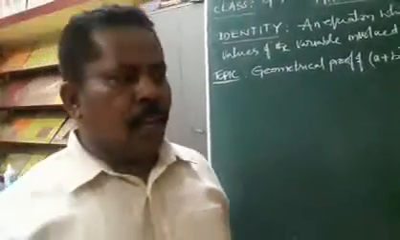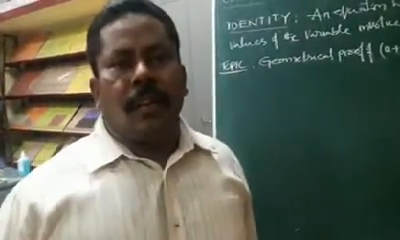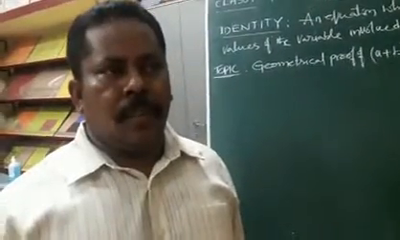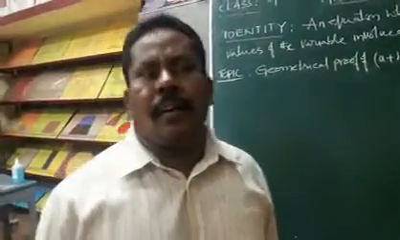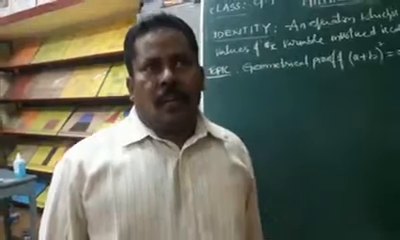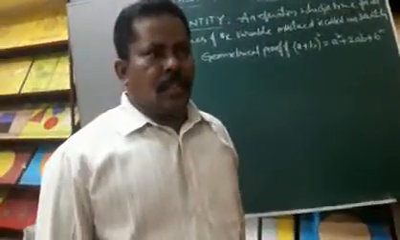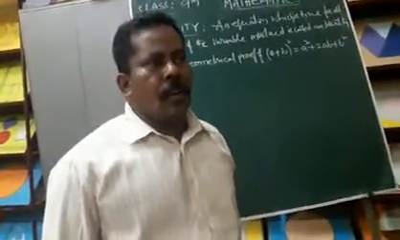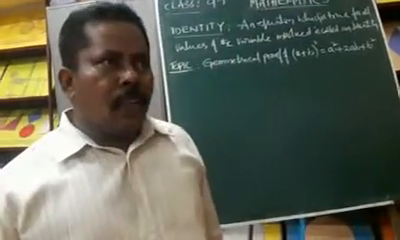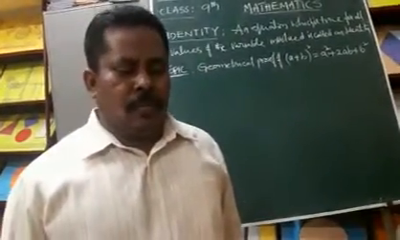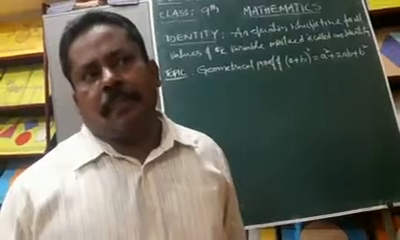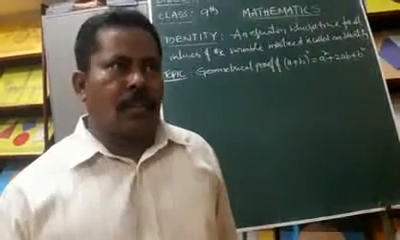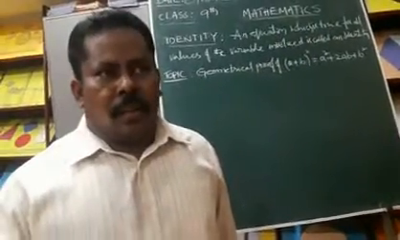In the previous class, we had discussed the division of polynomials and its verification also. What is its verification? Division rule: dividend is equal to divisor into quotient plus remainder.